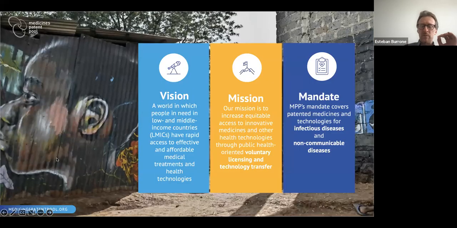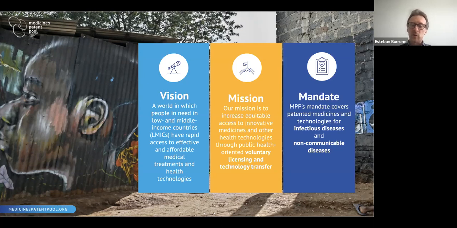So just one word, this is who I am from the Medicines Patent Pool, or MPP. This is the mission of our organization. I'll focus simply on that second column there to point out that what we do is licensing and technology transfer. That is, we're a public health organization. We try to ensure there are affordable medicines or support the development of affordable medicines and other health technologies in low and middle income countries.